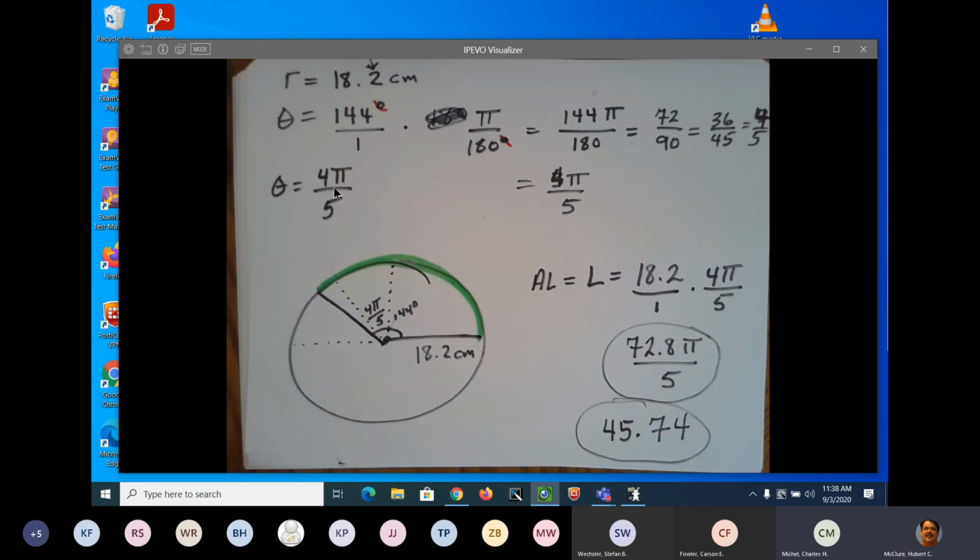I have another quick question. Yes, sir. Why did you have to change theta into radians at the beginning instead of just leaving it in degrees?